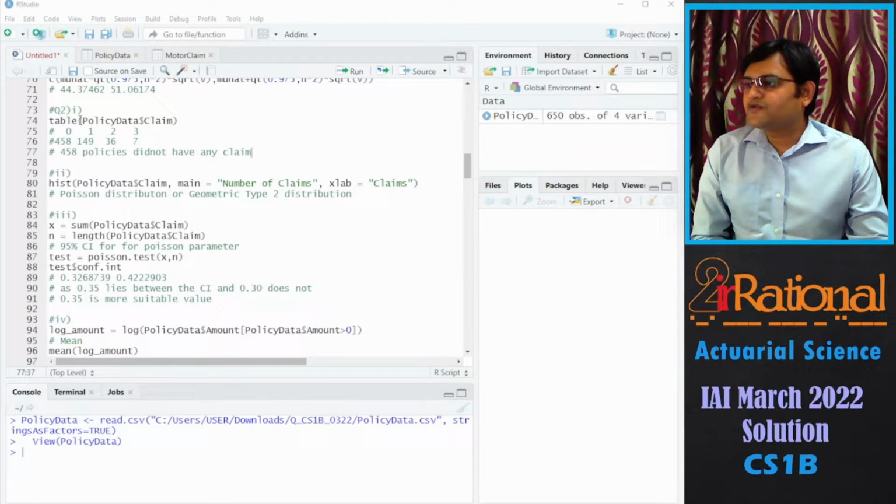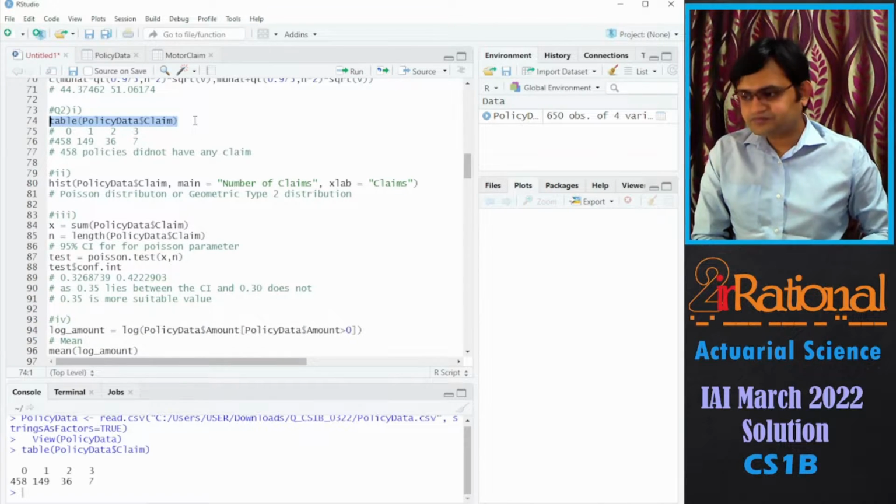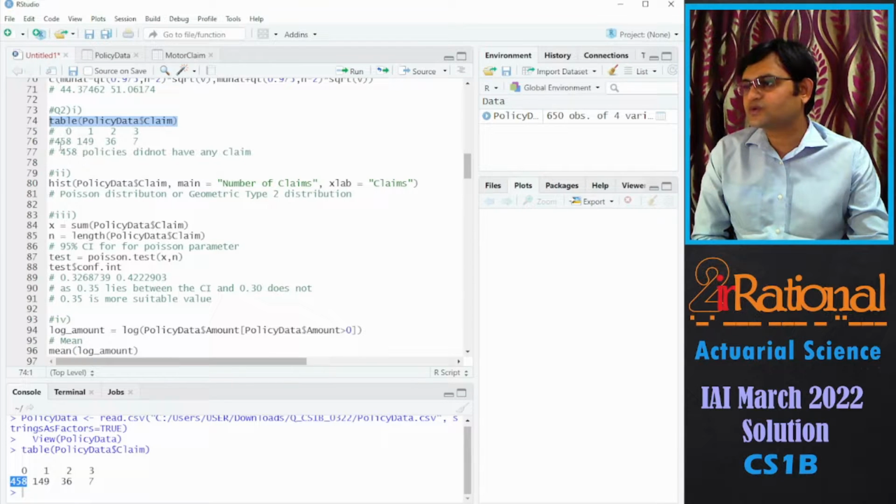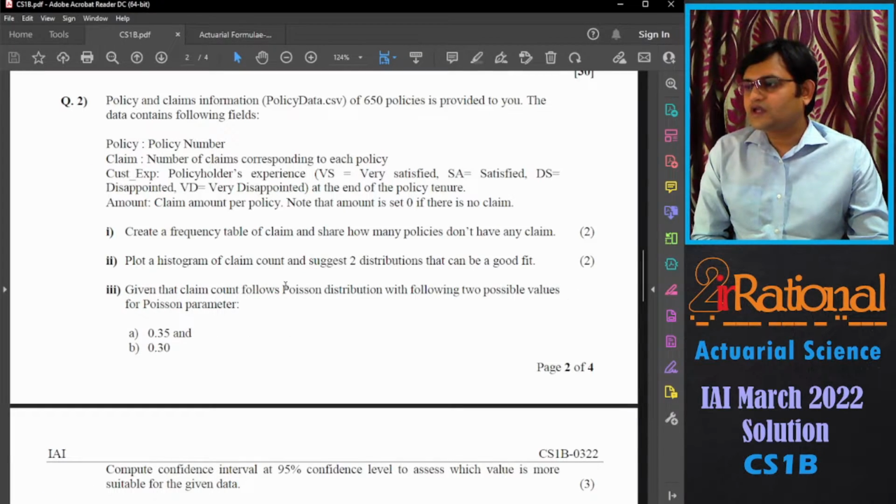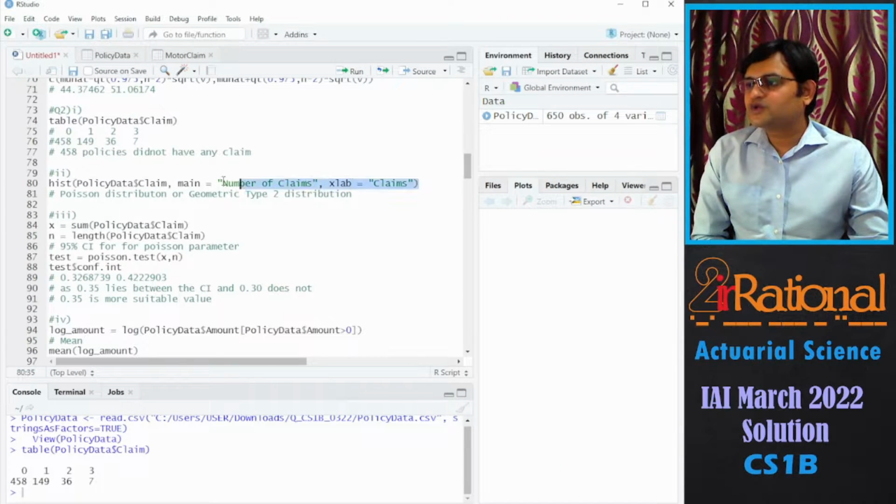So we'll use the table function. So we'll have table policy data $claim. So you get the table here. You can see we have 458 policies that have 0 claims. So I have pasted the table as well as: 458 policies did not have any claim. And then plot a histogram of claim count and suggest 2 distributions that can be a good fit. So we'll use histogram. You should name it properly. So the main title I have written as number of claims, and X label I have written as claims.